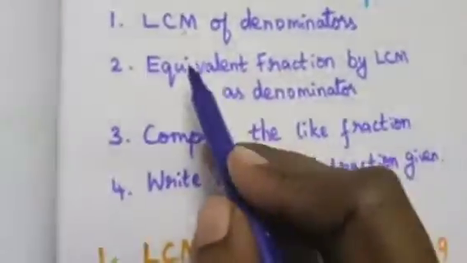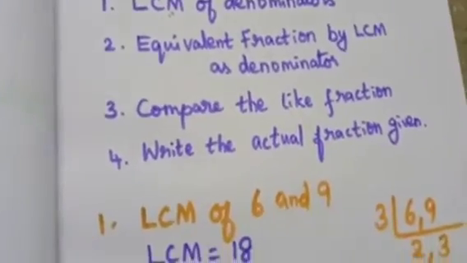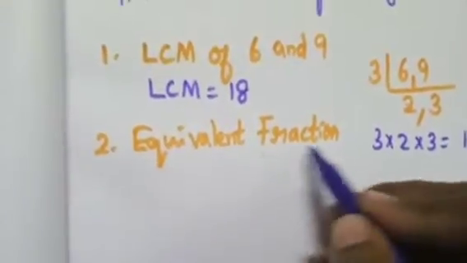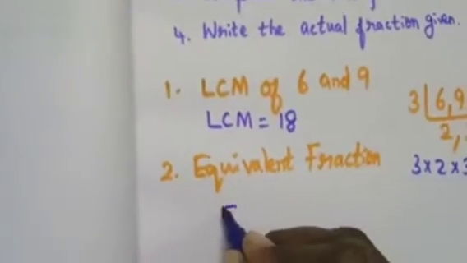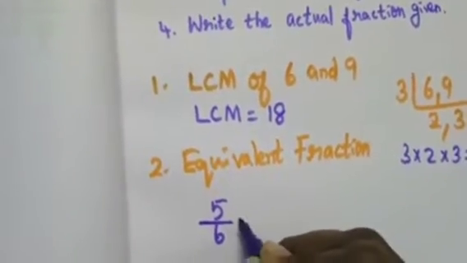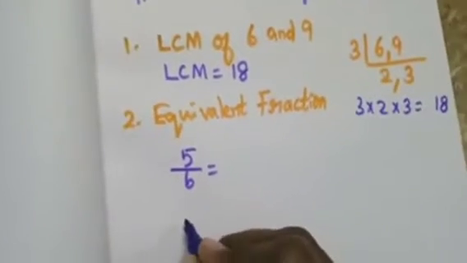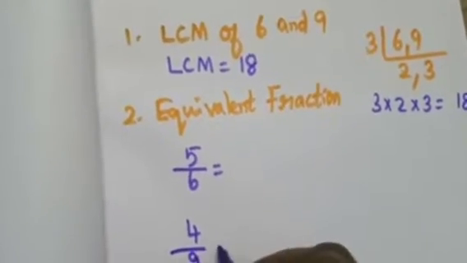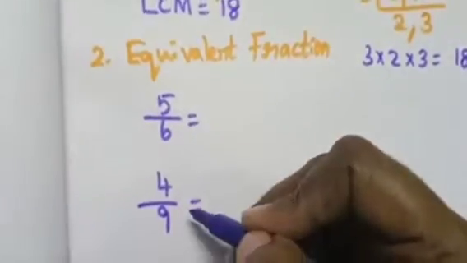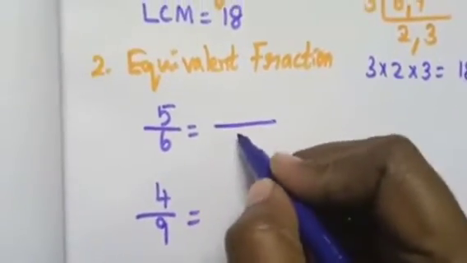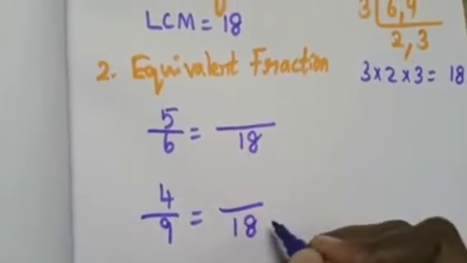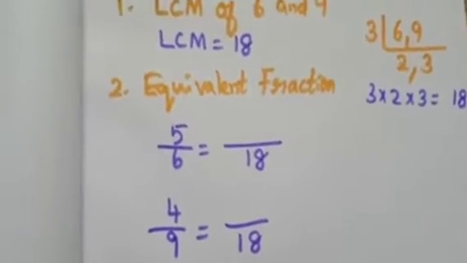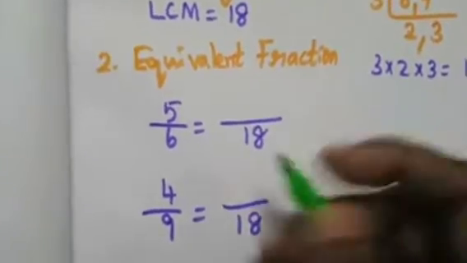So we got the LCM as 18. What's the second step? We have to find equivalent fractions. What are the fractions given? 5 by 6, then 4 by 9. So we have to find equivalent fractions for these. The denominator is the LCM, so we have to write the denominator as 18. Now we have to find the equivalent fraction for this, isn't it?